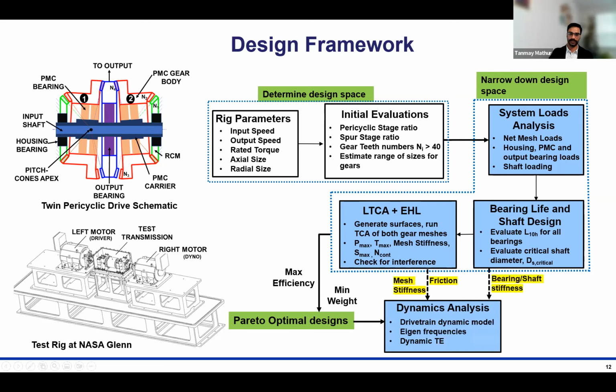And this is followed by a dynamics analysis to do an eigenfrequency survey and check that they are outside the operating speed range. Okay. And once this is acceptable, the design is further matured, the drawings are produced and sent out for manufacturing to get a prototype.